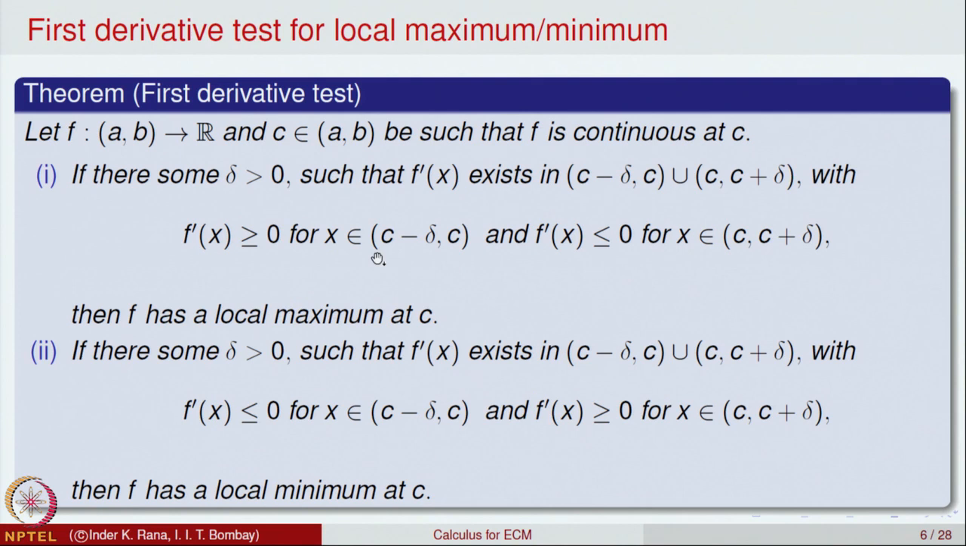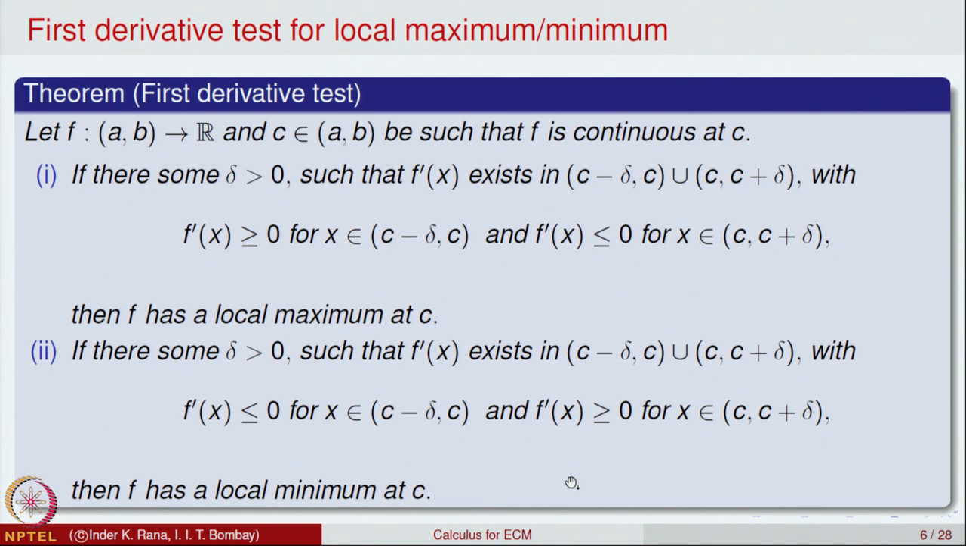So, let us repeat once again. If you are able to say that the function is continuous at the point C, on the left of C the derivative is positive, and on the right of C the derivative is negative, then that point will be a point of a local maximum. And similarly, if f is continuous and its derivative exists in the deleted neighborhood with the property that the derivative is less than or equal to 0 on the left and bigger than or equal to 0 on the right, then it has a local minimum at the point C.